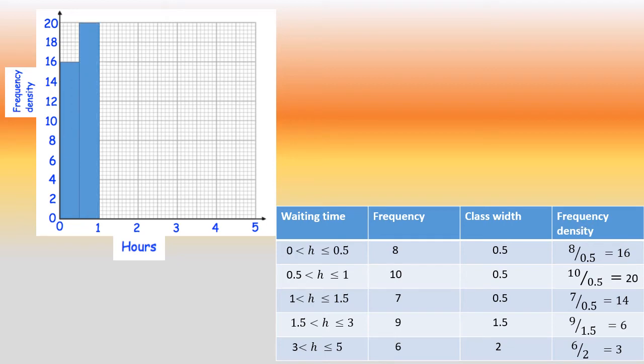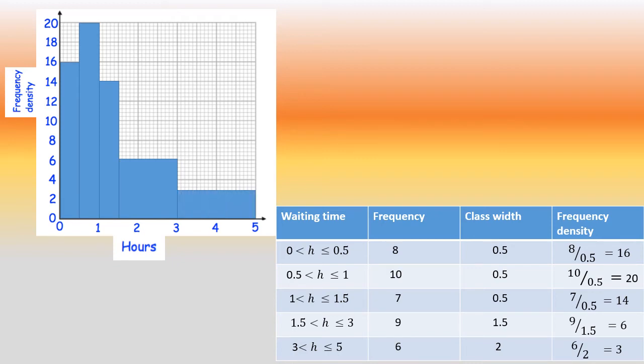Next one, 0.5 to 1, it is 20. 1 to 1.5, it is 14. 1.5 to 3, it is 6. Then 3 to 5, it is 3. So this is how you can show the information in the histogram.